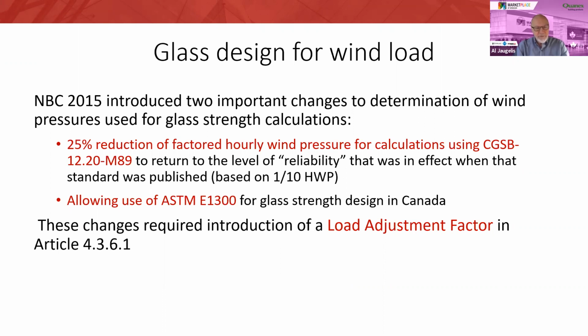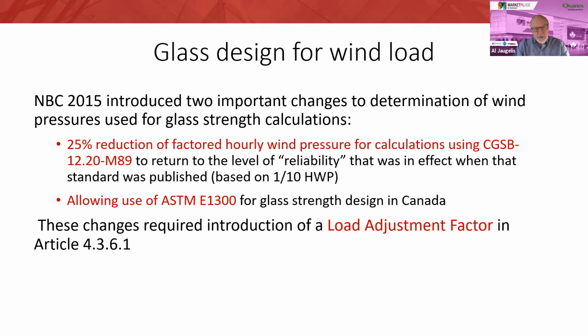It was published in 1989, and at that time, the code based our glass design calculations on the 1 in 10 hourly wind pressure. In the 2005 code, they changed that, and the wind pressures for glass design had to be based on the 1 in 50 hourly wind pressures, which were significantly higher than the 1 in 10. As you can imagine, the 1 in 10 hourly wind pressures are based on a wind event that has a 1 in 10 chance of happening in any given year. The 1 in 50 are wind events that have a 1 in 50 chance of happening in any given year. So those are likely to be higher loads, the highest load that would occur in a 50-year period.